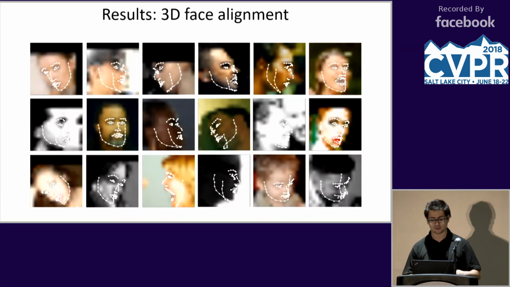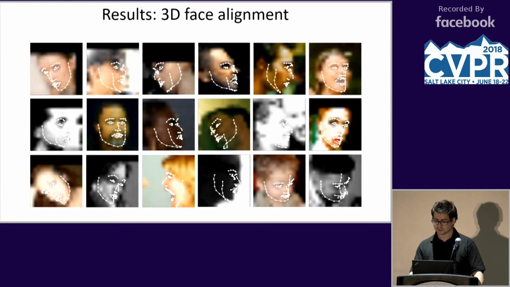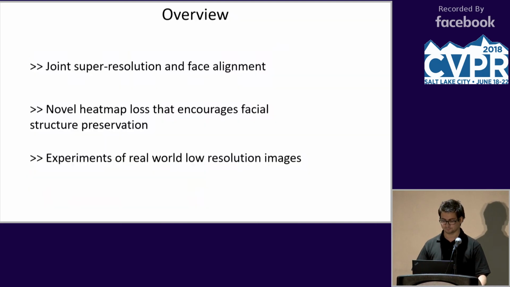Here are shown some qualitative results on face alignment on low-resolution images, where the predictions are superimposed on the input 16 by 16 pixel images. Notice that our method can produce high-quality fittings for the whole range of facial poses and expressions.